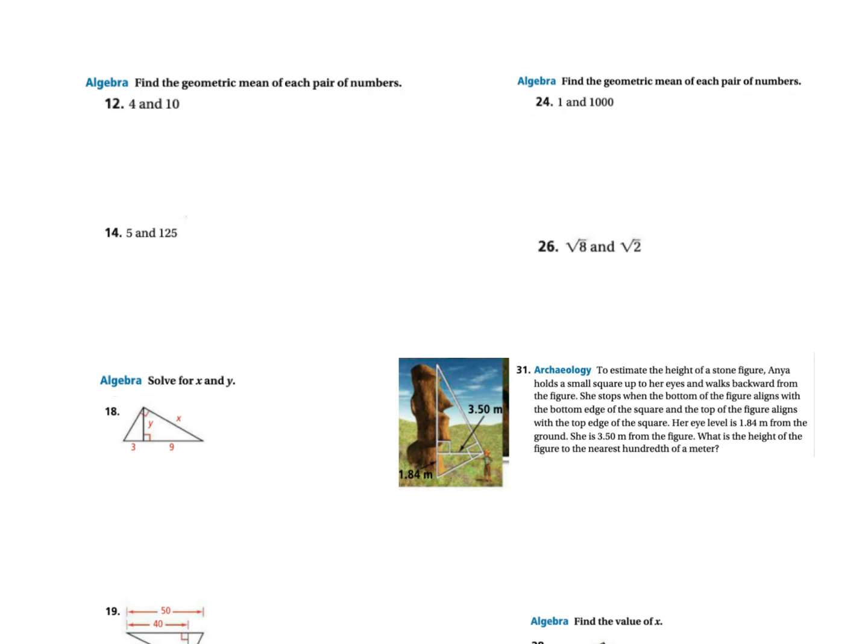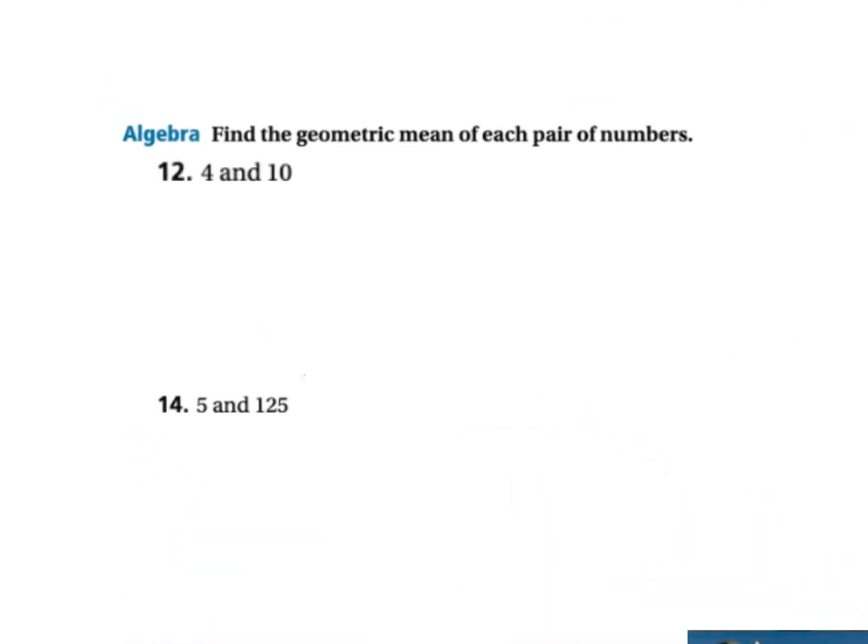So here we go. The first thing is find the geometric mean of something. So like 12 and 14 here. Basically what you're doing is you can treat it two ways. I showed you a shortcut way and I showed you just the general setup. Remember, geometric mean looked like this: a over x equals x over b. The a and the b are the numbers that you're given.